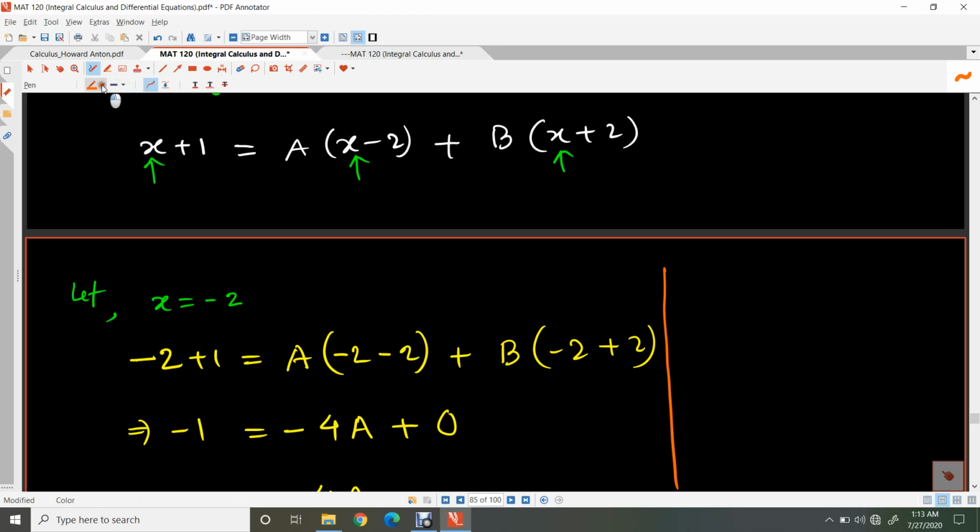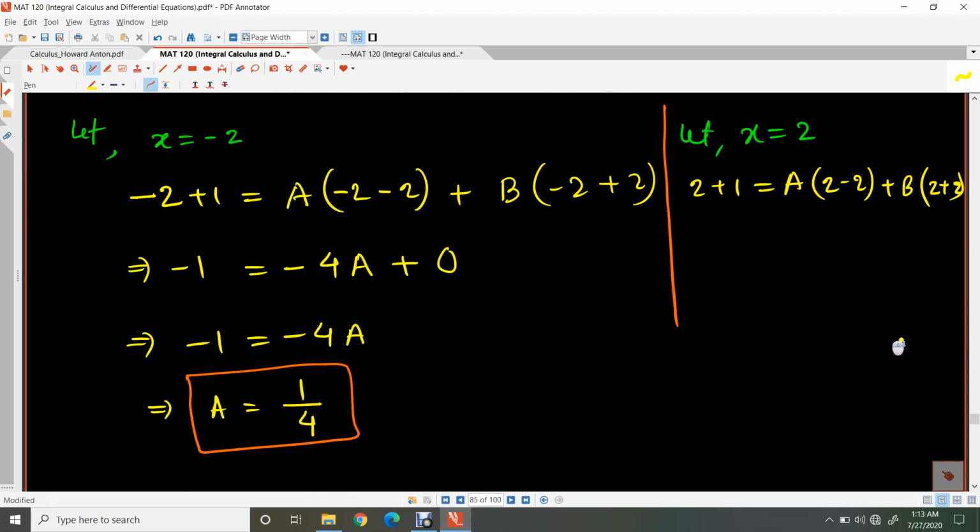Let's input 2 now. So if we input x equal to 2, from this part, 2 + 1 equals a times (2 - 2) plus b times (2 + 2). So we are getting 3 equal to (2 - 2 is 0) plus (2 + 2 is 4), so 4b. So we have 3 equal to 4b.